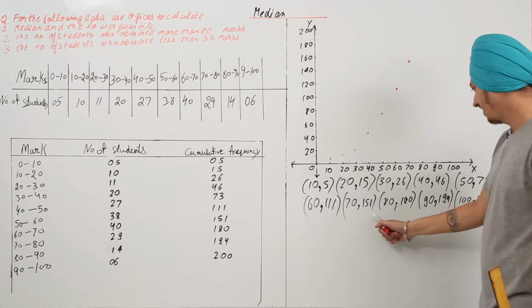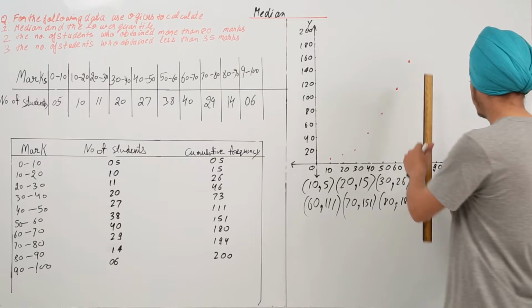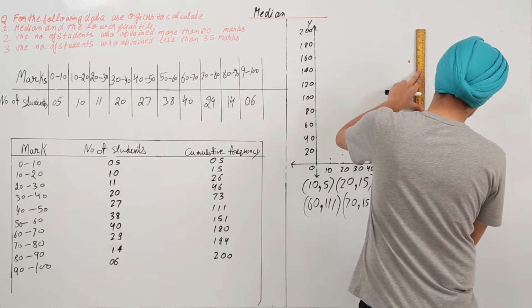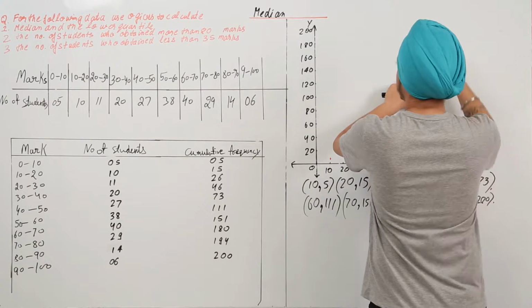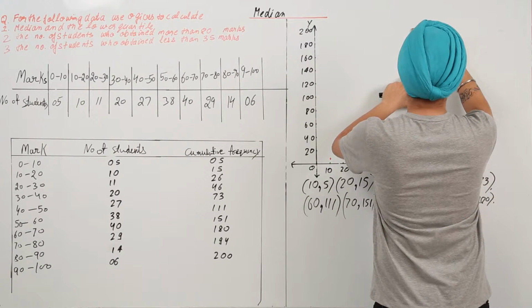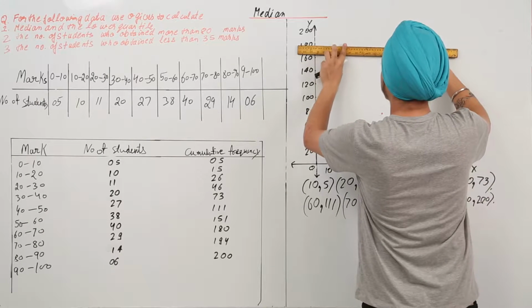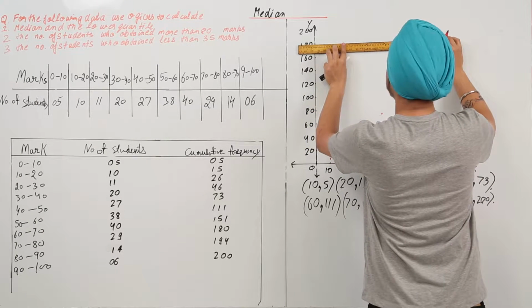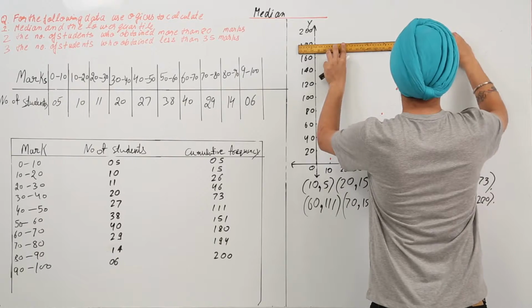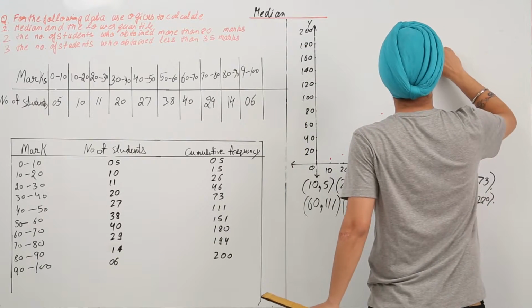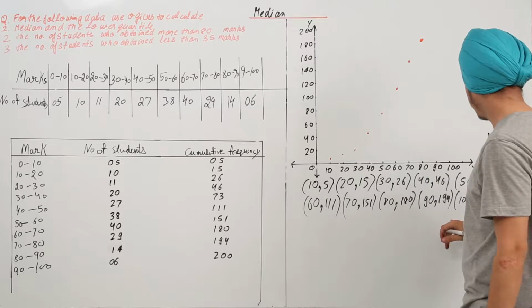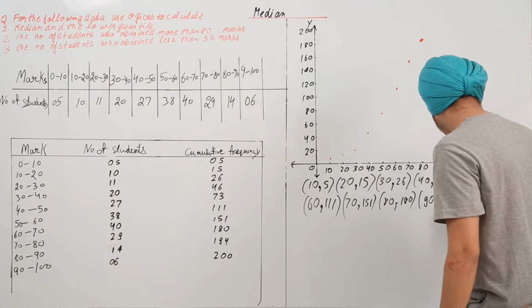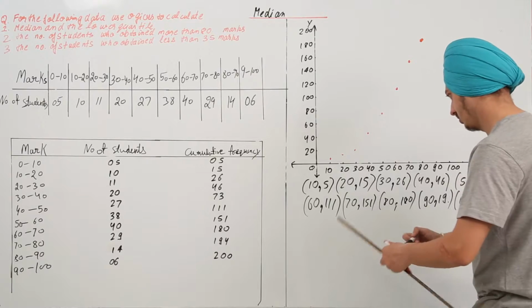So the next point we have is 80 comma 180. Okay. So I'm drawing the line for 80 first. And for 180 it is this. So the point is this. 80 comma 180. 90 comma 194. This is 194. Okay.